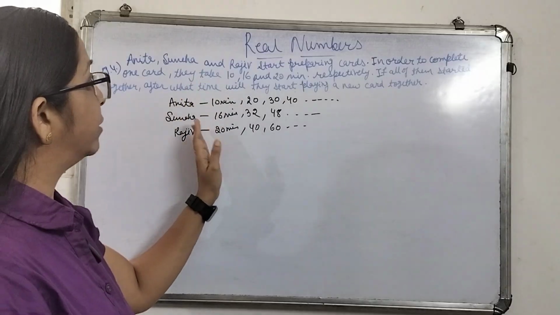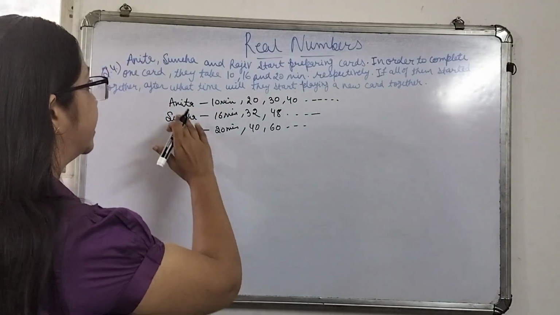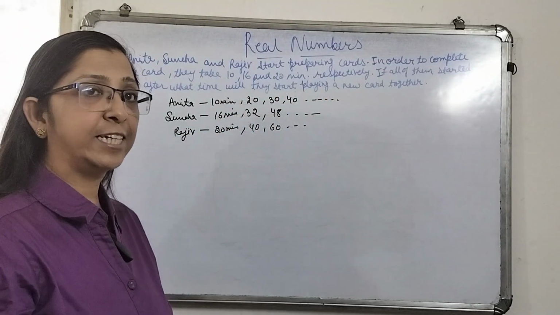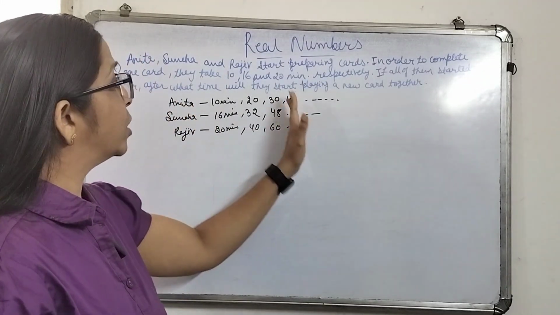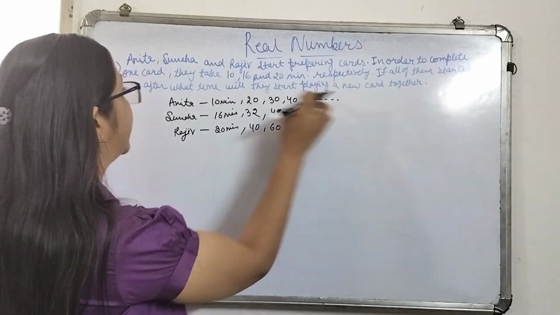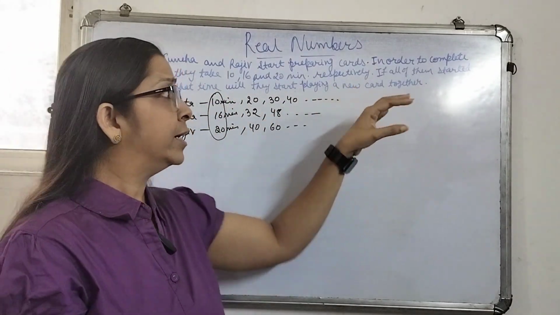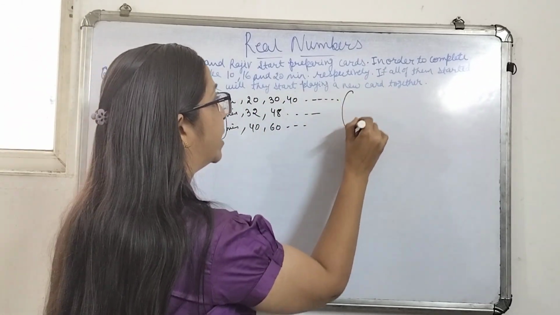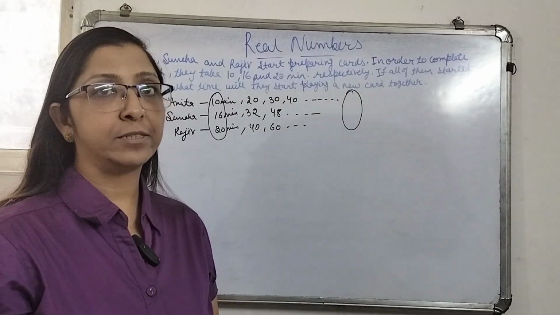Now we have to find when they will start a new card together. Anita is starting after every 10 minutes, Suneha after every 16 minutes and Rajiv after every 20 minutes. So whenever they start a new card together, that will be a multiple of these three numbers. Then only they will start together. That means we are finding the multiples of these. Whenever their common multiple comes, that will be the required answer.